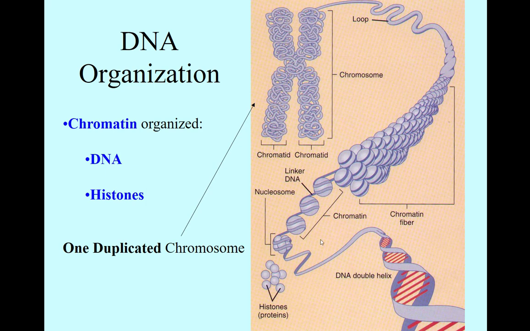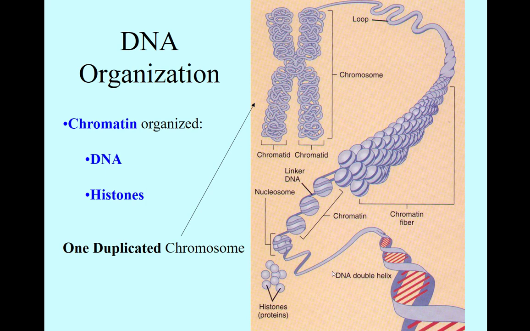And it turns out that when it's sitting in a cell and the cell's not about to undergo cell division, it's kind of all over the place. But when the cell is about to undergo division, it's about to split in two, and it has to make twice the complement of the DNA, it has to get organized. And the way it gets organized is it wraps around these proteins called histones.